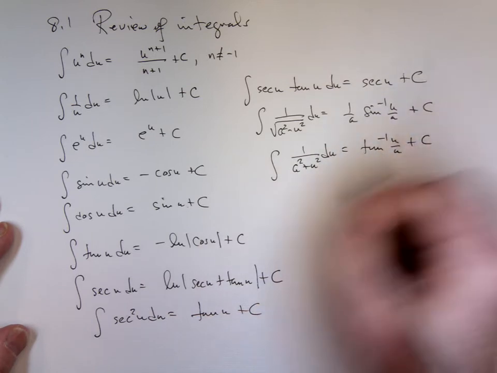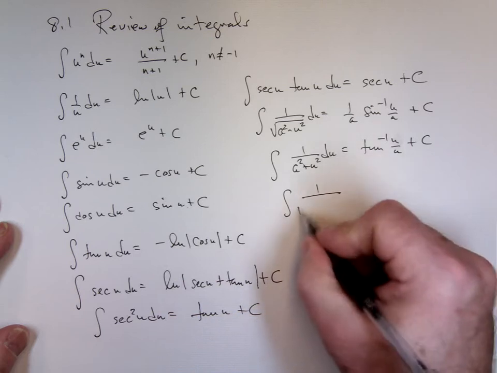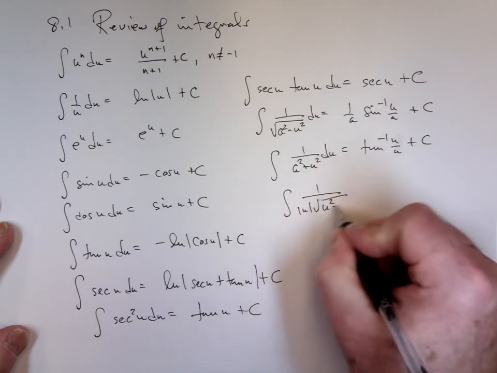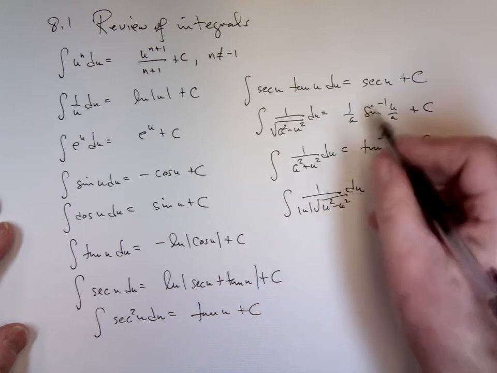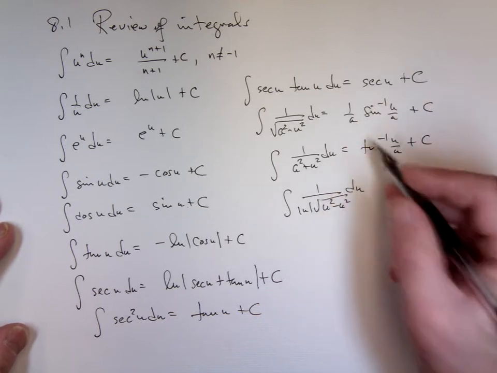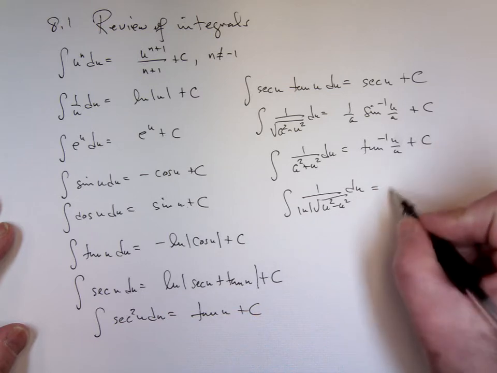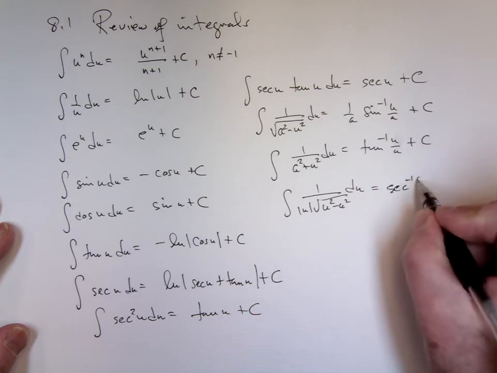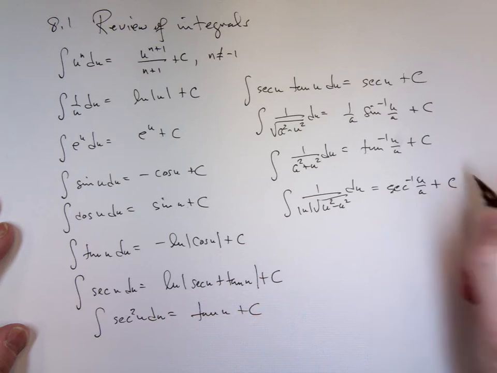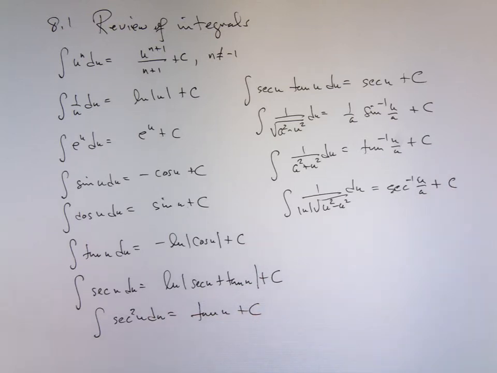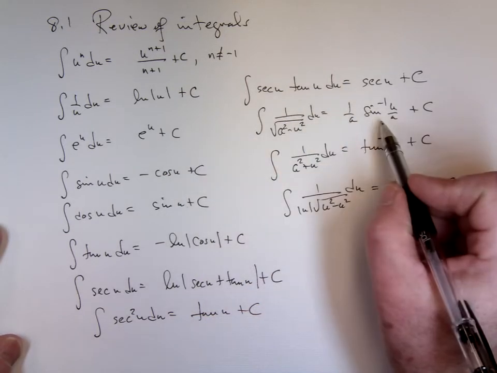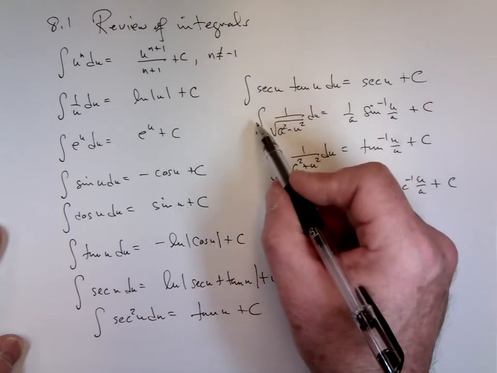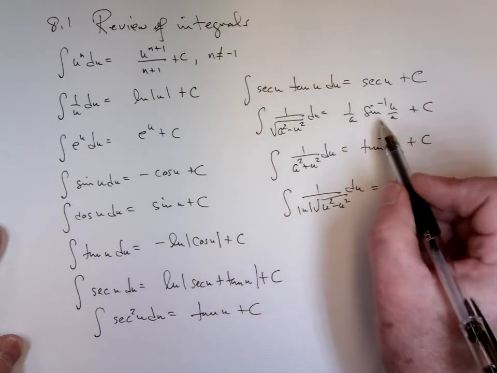And then we get the integral of 1 over the absolute value of u, square root of u squared minus a squared. I would never give you this one on a test, for sure. But these two, you might see on a final exam. That's equal to the inverse secant, u over a, plus C. Those are the inverse trig ones. You only need three inverse trig ones, because if you ever have a negative, which will give you the inverse cosine, you take the negative out front, and you get the opposite of the inverse sine one. So you don't need the other three.